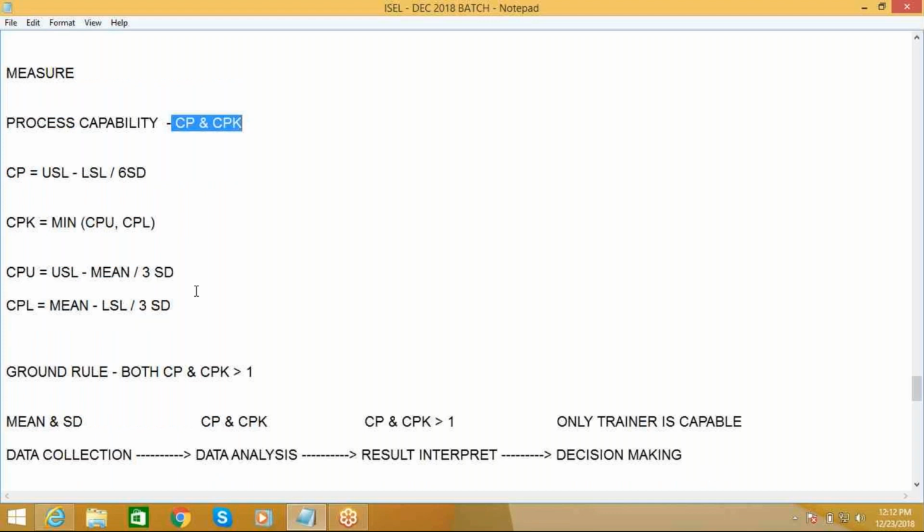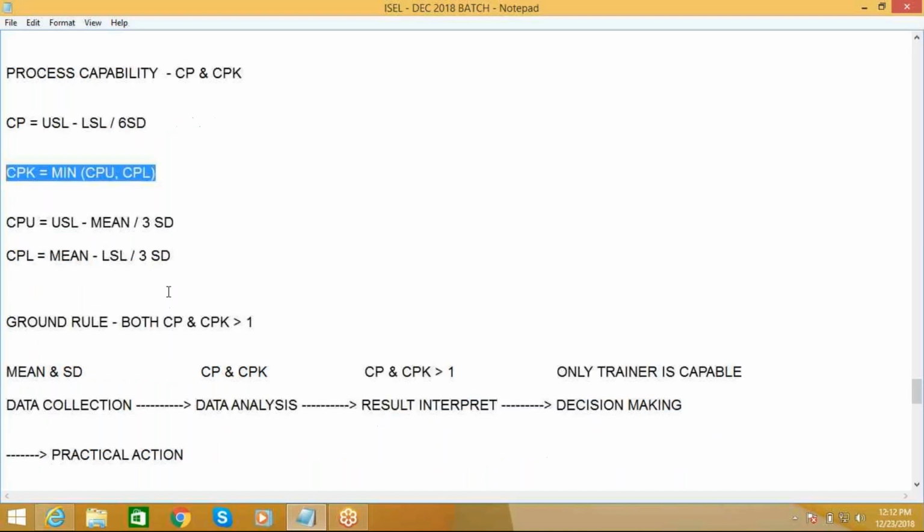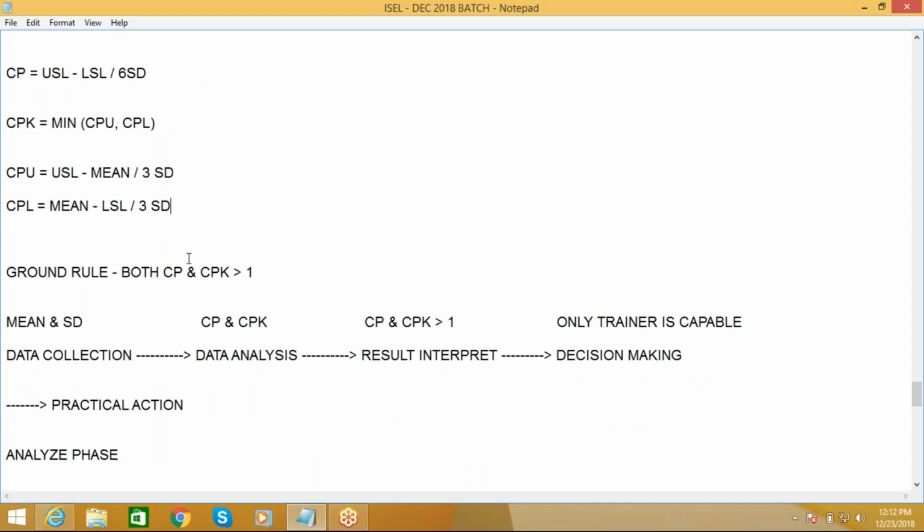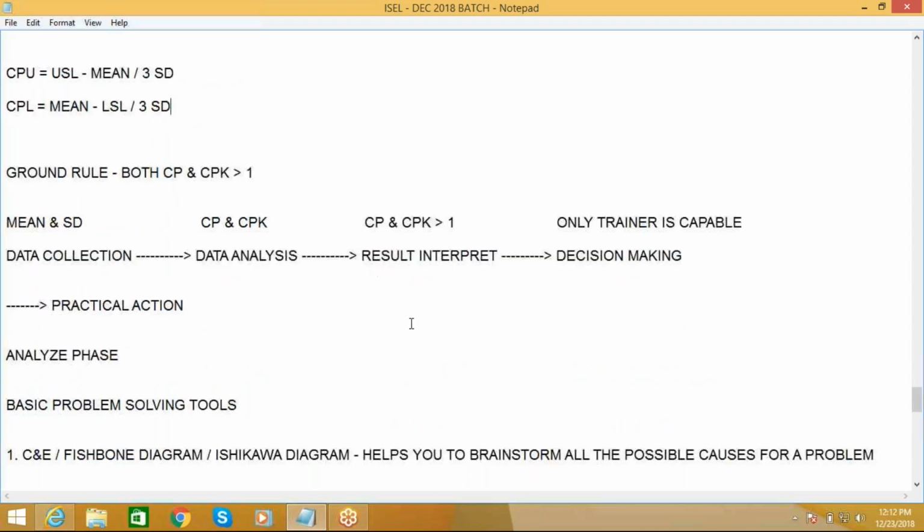For the CP formula, we took that example of the 3 trainers, right? CP can be calculated as USL minus LSL divided by 6 times standard deviation. In the case of CPK, we have to calculate 2 values, CPU and CPL. CPU is USL minus mean divided by 3SD, and CPL is mean minus LSL divided by 3SD. We did this calculation in detail, so we know how to go about it.